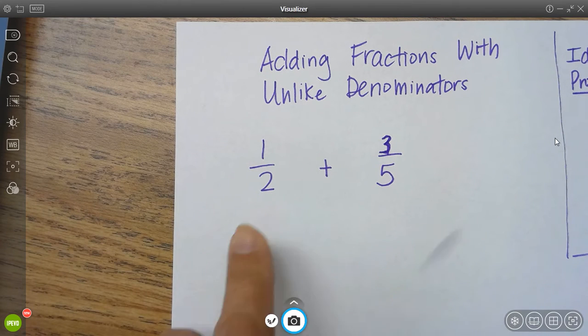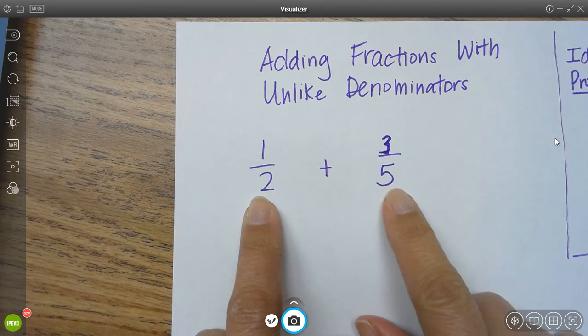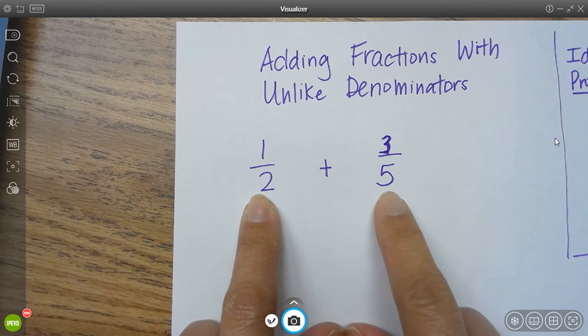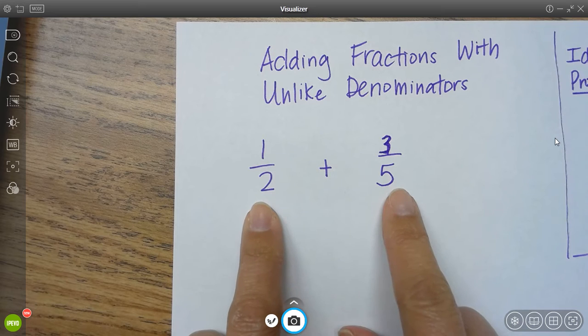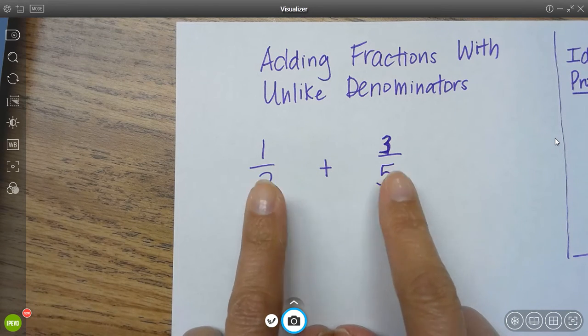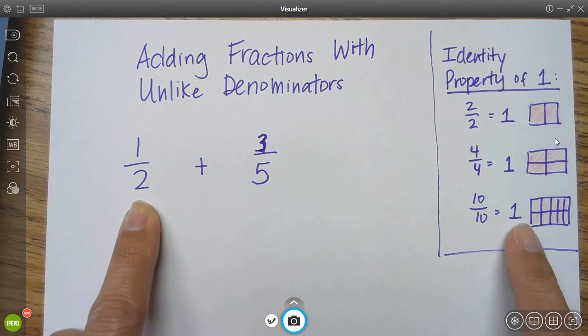Sorry I can't be there today, but I'm going to go ahead and talk about adding fractions with unlike denominators. We cannot add fractions if they have different denominators. Remember, top number is called the numerator, bottom number is called the denominator. In order for us to add fractions with different denominators, we have to change the denominator so that they are the same. And we're going to be using the identity property of 1.